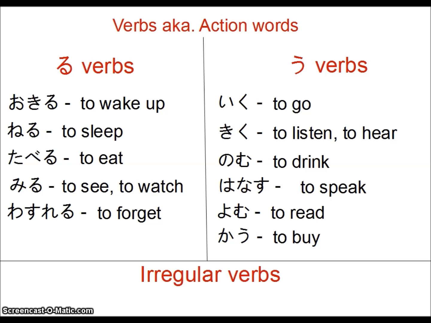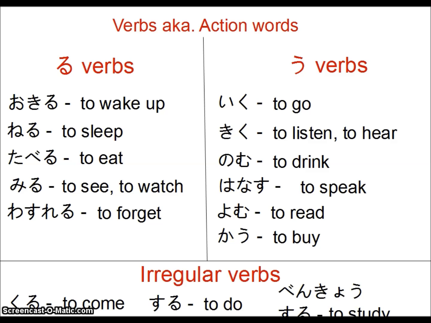We also have irregular verbs. Irregular verbs are irregular because they don't follow a pattern. But luckily we only have a few to talk about. We have kuru, which means to come, suru, which means to do. And likewise we have benkyou suru, which means to study.